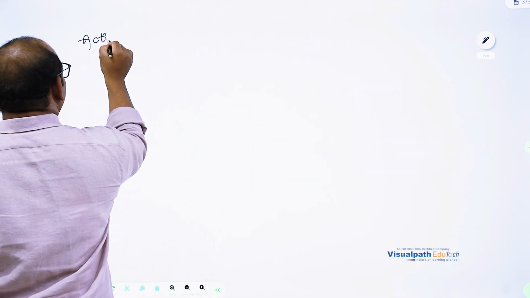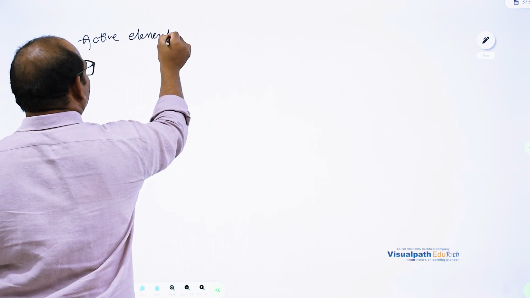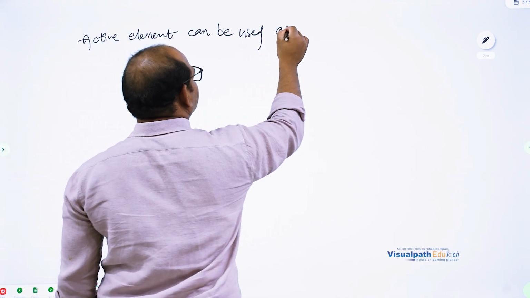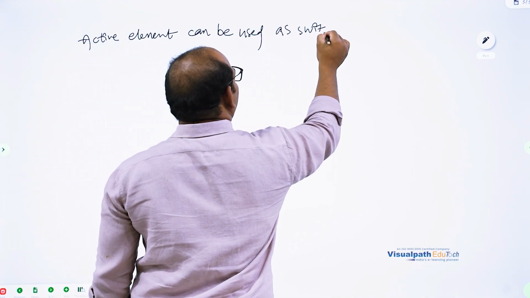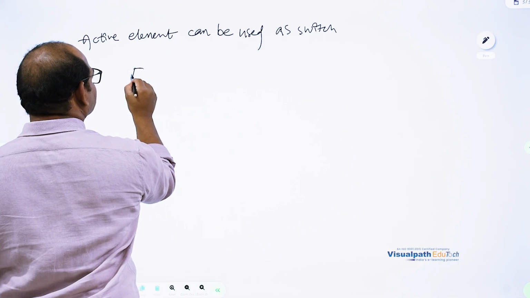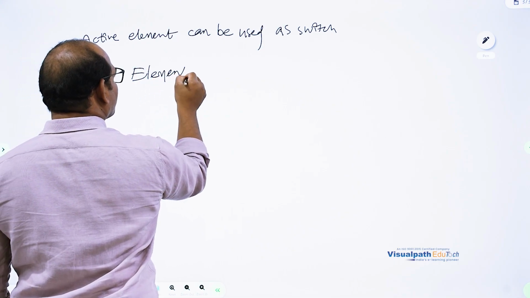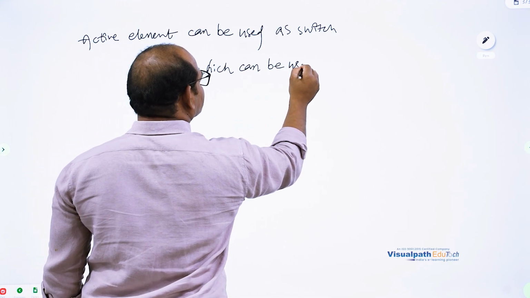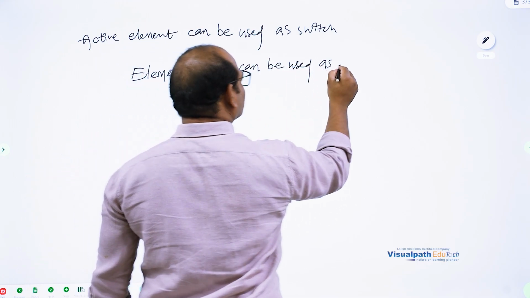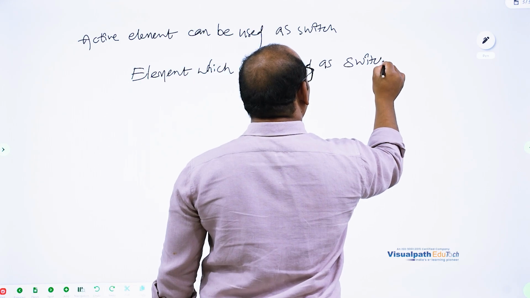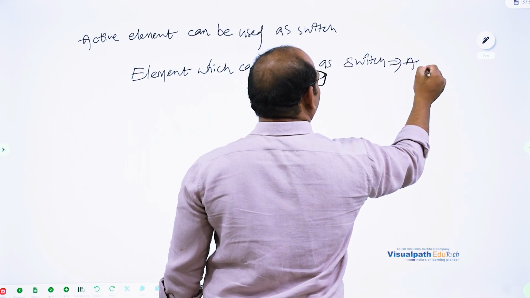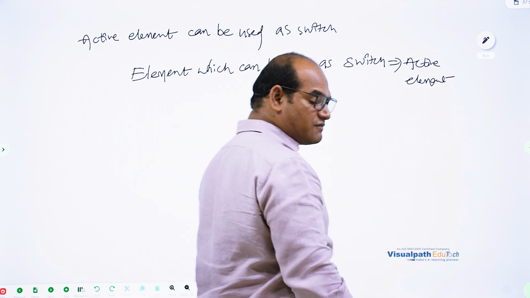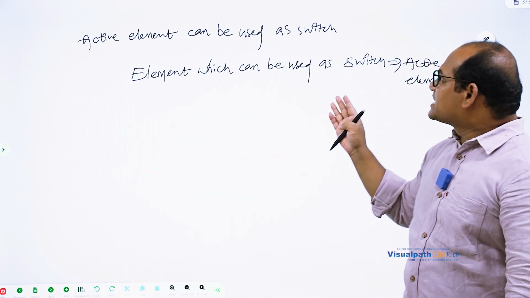Active element can be used as a switch also, or we can tell the element which can be used as a switch is nothing but an active element. So this is another definition we can take for the active element. It is a new one for you. Okay. So the element which can be used as a switch.